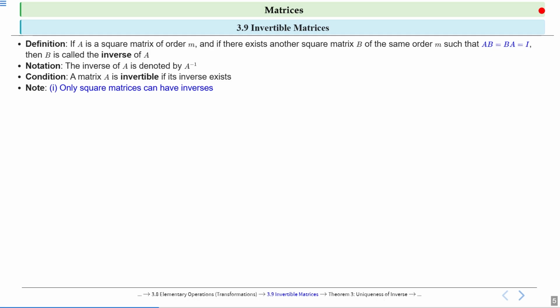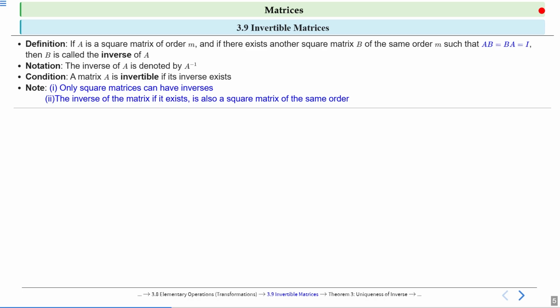We can note that, first, only square matrices can have inverses, right? The inverse of a matrix, if it exists, is also a square matrix of the same order, right?